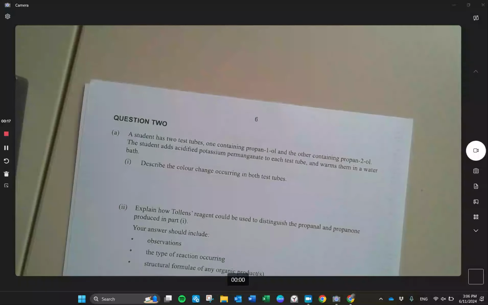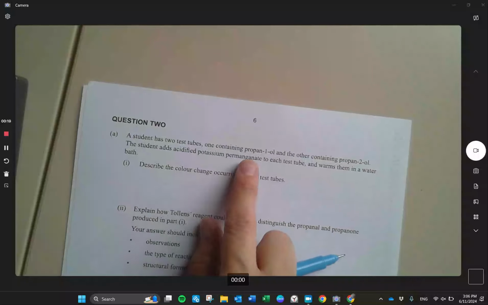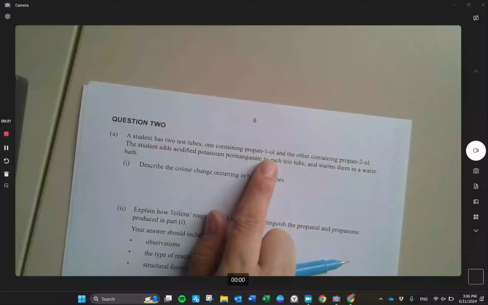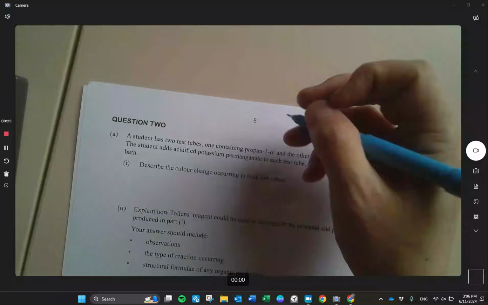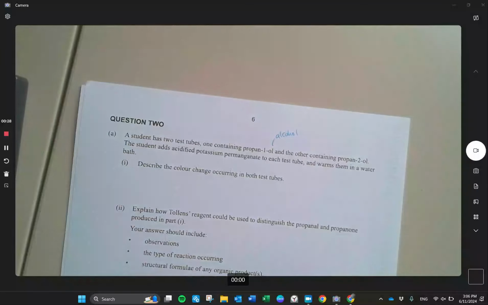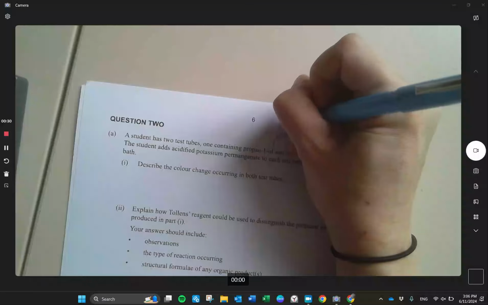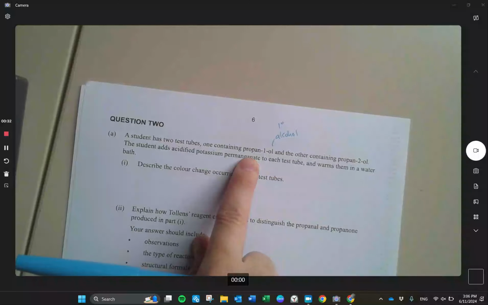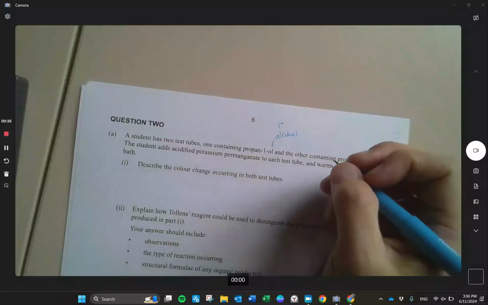Okay. So, a student has 2 test tubes, one containing propan-1-ol and one containing propan-2-ol. So, again, we want to annotate it. So, what functional group is that? Alcohol. We know this because of the OH, right? It is primary because it's on carbon number 1. So, if you want, you can specify it's primary. Propanol, how many carbons? 3.